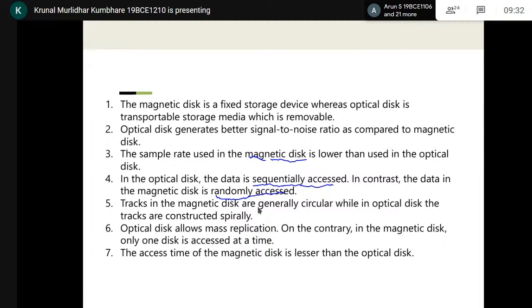Tracks in magnetic disk are generally circular, whereas in optical disk they can be constructed spirally or circular according to the needs. And optical disks allow mass replication. On the contrary, in the magnetic disk, only one disk is accessed at a time. The access time of a magnetic disk is lesser than the optical disk.